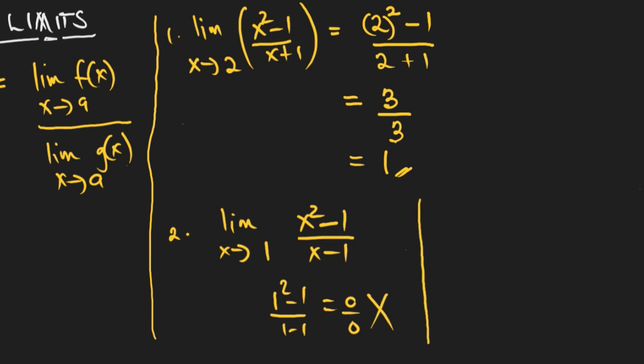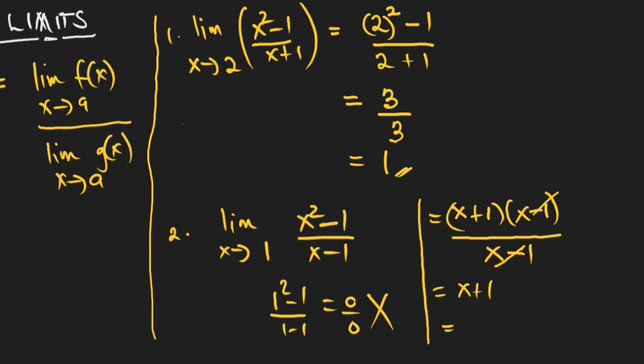X squared minus 1. This is a difference of 2 squares. Because we cannot have 0 over 0, with a difference of 2 squares, we need to split this into its factors. So x squared minus 1 will give us x plus 1 multiplying x minus 1 all over x minus 1. Now we have some common factors. So this and this can cancel out. So we'll be left with x plus 1 before we substitute.